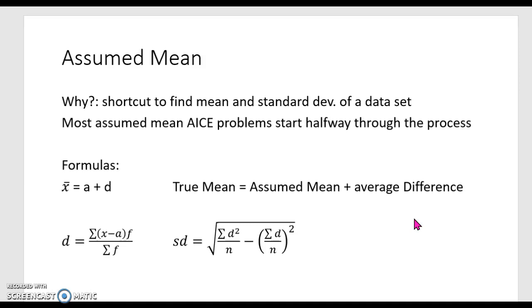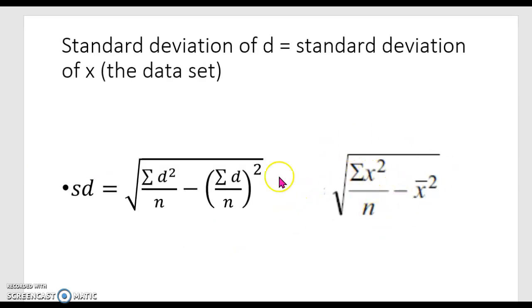And the idea of this is that it's almost the same formula that we use on normal mean and standard deviation problems. So here's the formula right here: the square root of the sum of d squared over n, minus d bar squared. This uses the differences, not the data values themselves. We can jump to this slide showing the formula for standard deviation compared to the actual formula for standard deviation. So this is d and this is just normal x. And look how similar they are.